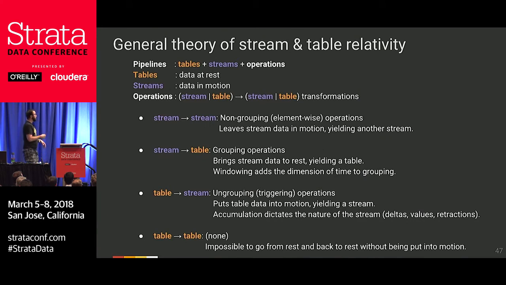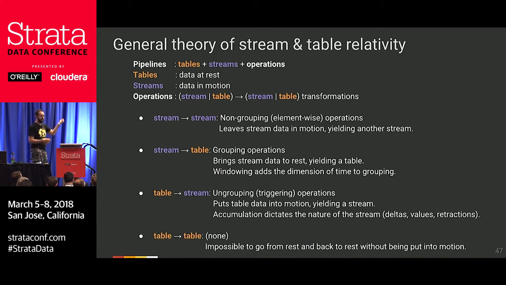And so this, then, I would postulate is a more general theory of stream and table relativity. So you have pipelines. They're composed of tables, streams, and operations on those tables and streams. You have tables. These are data at rest. You have streams. These are data in motion. And then you have operations on these streams and tables.